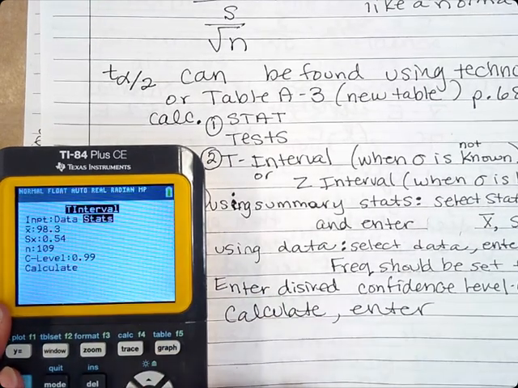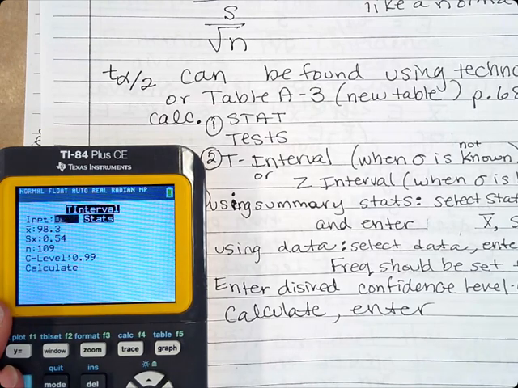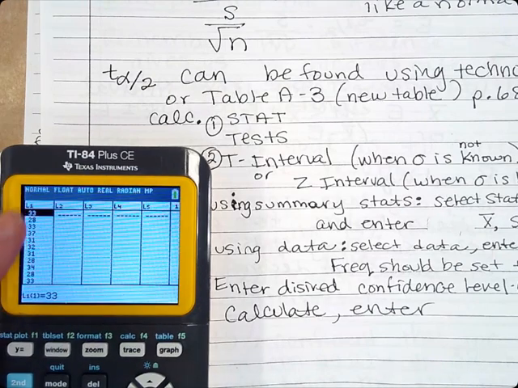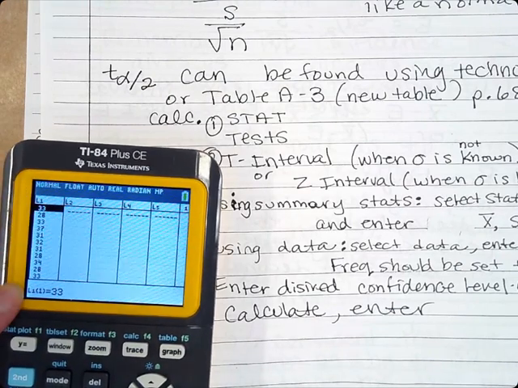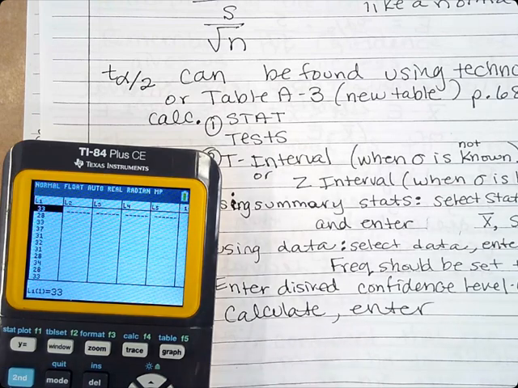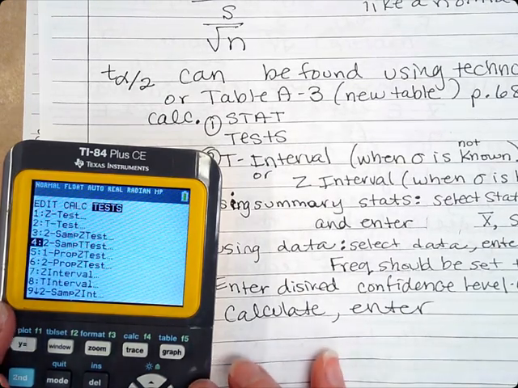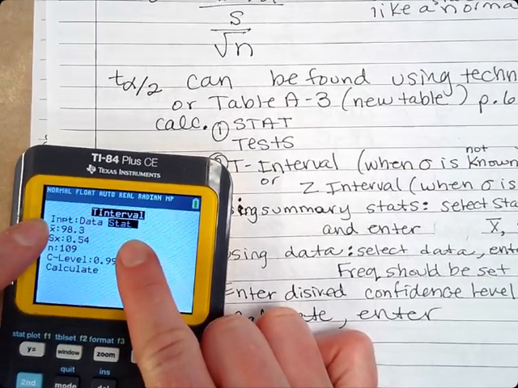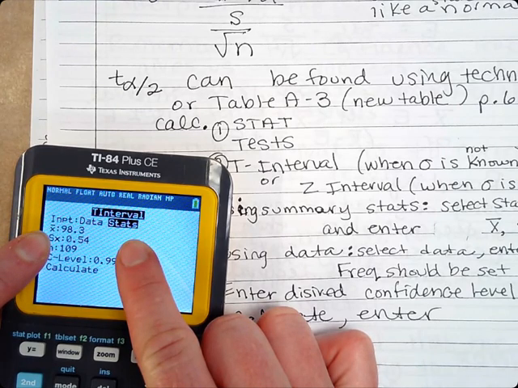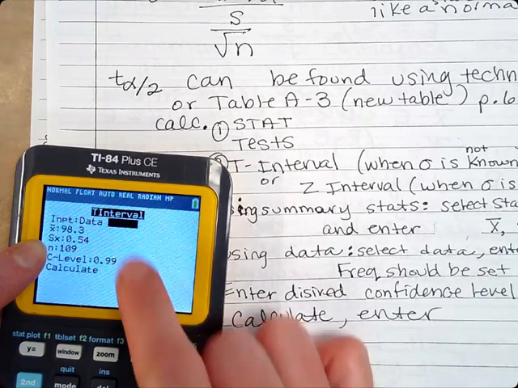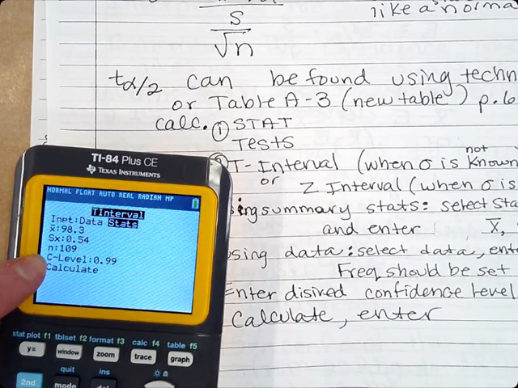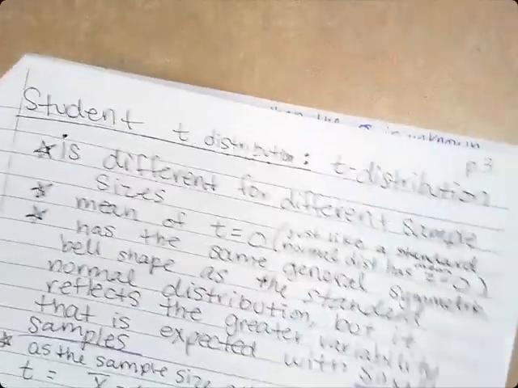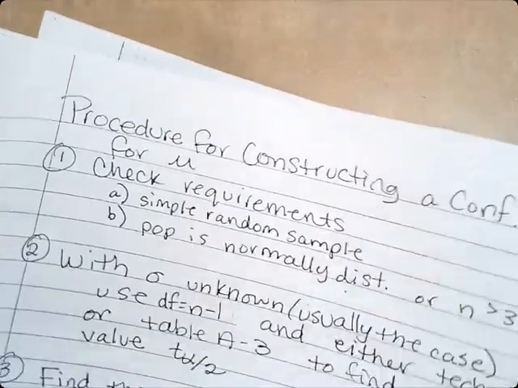If we pick data, that means that we can use a set of raw data from our list right here. I put in some data in here. We can use raw data to do this T distribution, or we can use stats. We can plug in what we know: our sample mean, our sample standard deviation, N, which is our sample size, and then what confidence level we want to find. Okay, so that's how you use the calculator for it. Keep on going.